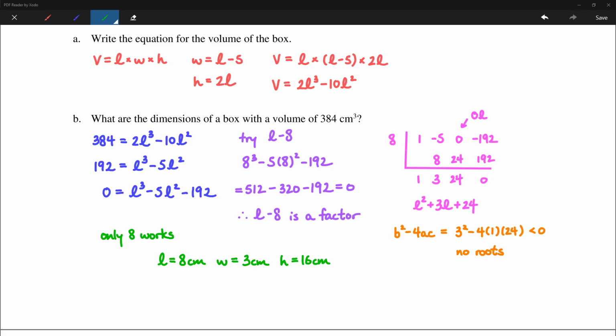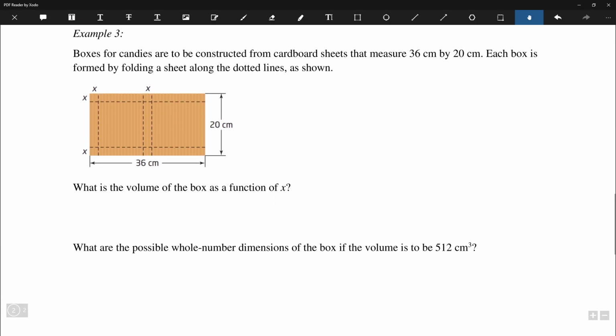Okay, so let's look at another kind of area question. Slightly different setup. Example 3, boxes of candies are to be constructed from cardboard sheets that measure 36 by 20. Each box is formed by folding a sheet along the dotted lines. What is the volume of the box as a function of x? Okay, so once again, because we're looking at volume of a box, this would just be length times width times height.